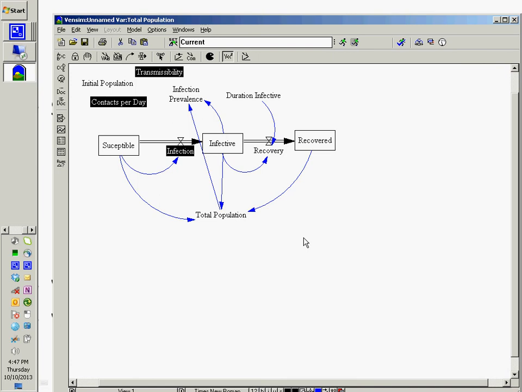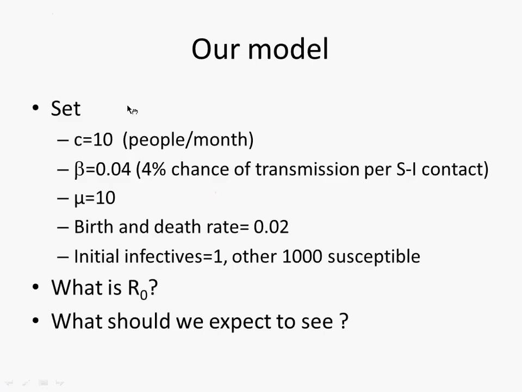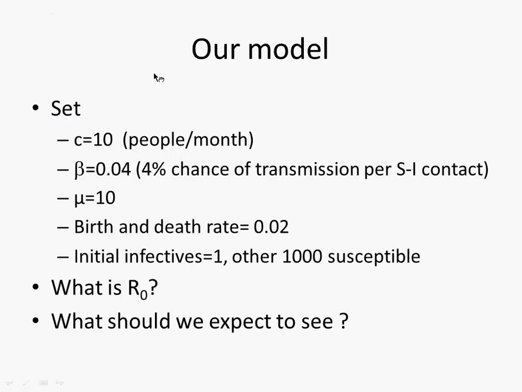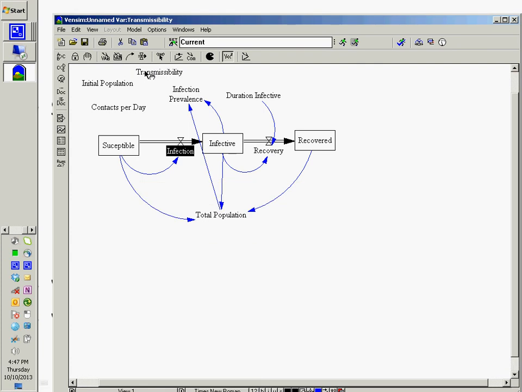Sorry? Contacts per day? Okay, so what I'd like you to fill in for contacts per day is, oh, I said per month, oh, fine. 10 contacts per day, okay? And you have 10 contacts with anyone per day. And then for transmissibility, I'd like you to use 0.04, okay? 4% chance per contact between a susceptible and infective that it'll be transmitted. Think of this as the number of people you stand close enough to catch an infection from them. So catch flu from. Okay?